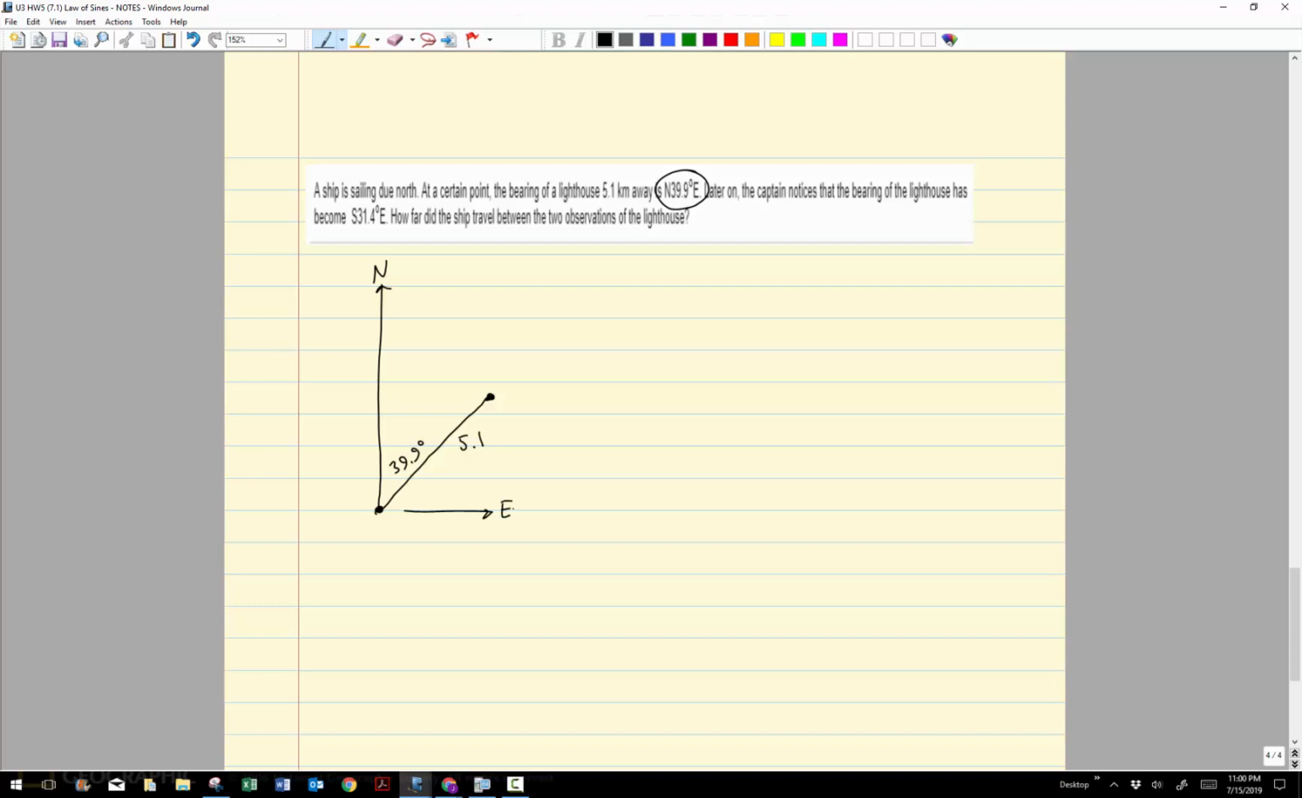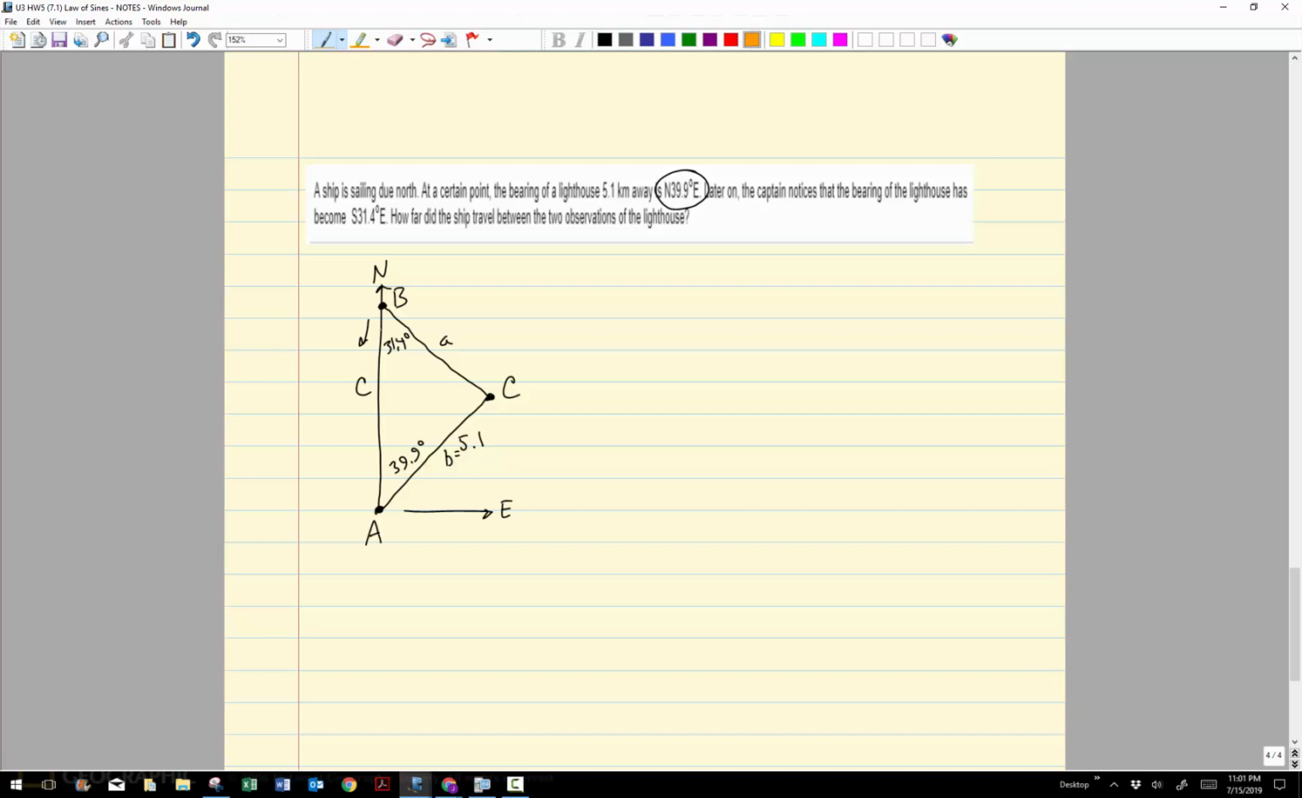Now it says later on, and again we're sailing straight north, later on the captain notices that the bearing of the lighthouse has become south, so that means we must be past it because now we're going to move south, east, 31.4 degrees. And it says, how far did the ship travel between the two observations of the lighthouse? So I'm this dot and this dot, starting and end point, I'm going to call side C. This would then be angle C, and I could call these other ones, let's say A, B, and side B. So it doesn't matter which is A, B, and C, it matters that we always have an angle on the side opposite.